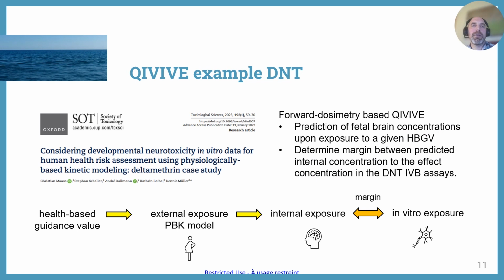The final example we look at here is for DNT. Maybe you noticed that previous examples shown used reverse dosimetry approaches. So for contextualization of the in vitro data, comparisons were made at the external exposure levels. In the example here, a forward dosimetry approach was used.